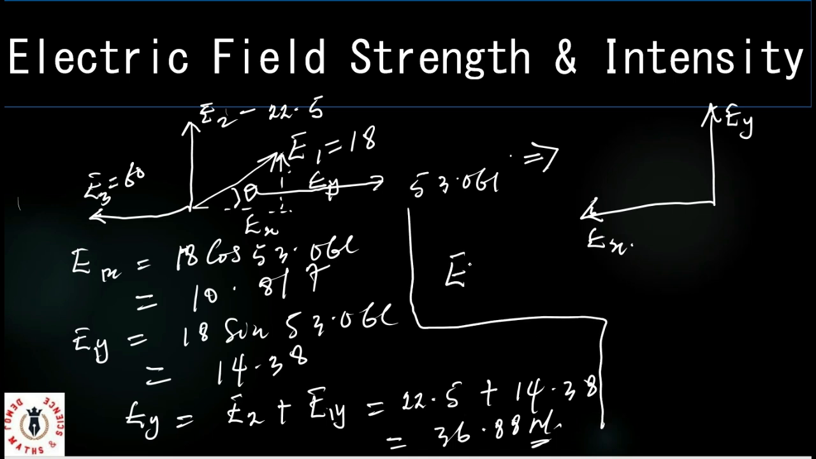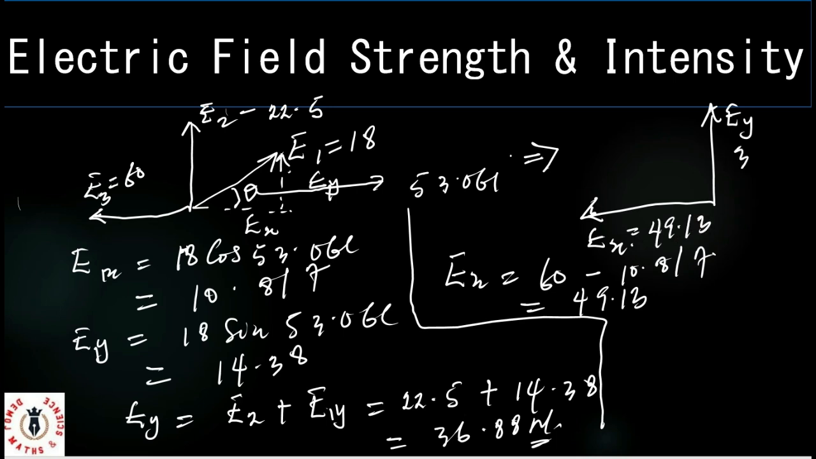And EX also, because my E3 is in a different direction, will be the same thing as 60 minus 10.817, which is the same thing as 49.13. So EX here is 49.13 and EY is 36.88. Now, to finally get the value of the resultant.